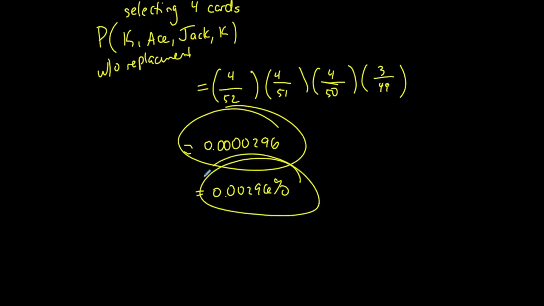Extremely unlikely for me to have the situation where I'm randomly selecting 4 cards, and I'm not replacing each card, and I get this particular order, king and then an ace and then a jack and then a king. I mean, it makes sense that that would be extremely low.